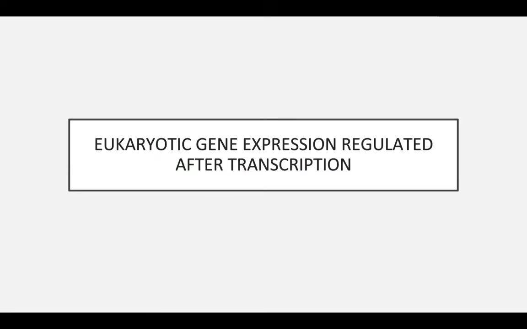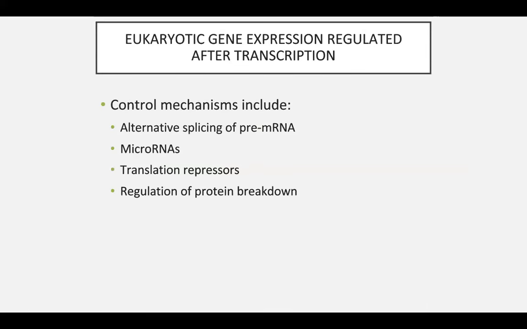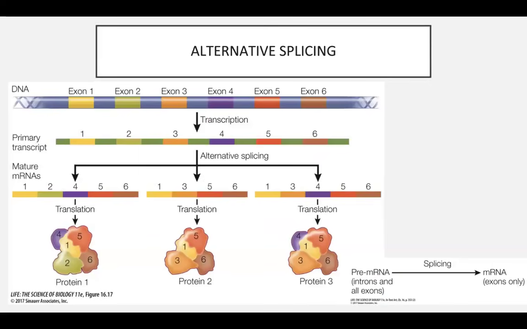So how does expression occur after transcription? Some control mechanisms include alternative splicing of pre-mRNA, microRNAs, translation repressors, and regulation of protein breakdown. Alternative splicing is a mechanism for generating proteins with different functions from a single gene. As you see here, you have a DNA sequence with 6 different exons, and you transcribe everything, the exons and the introns included. However, when splicing the mRNA transcript, you can have different combinations of the exons, so you can have different proteins with different functions.